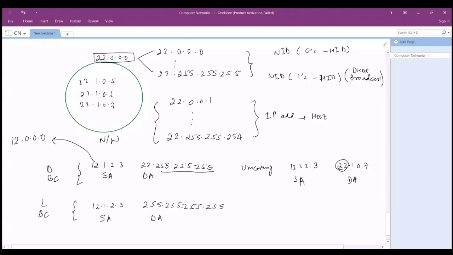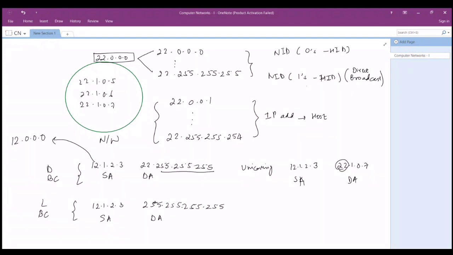Again, we discussed in the previous lecture that there are two networks of class A which are reserved. 255.255.255.255 belongs to class E, and that is always reserved. Similarly, 0.0.0.0 is also reserved. So those two networks are removed from being used by the public.